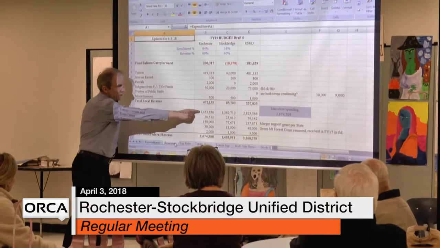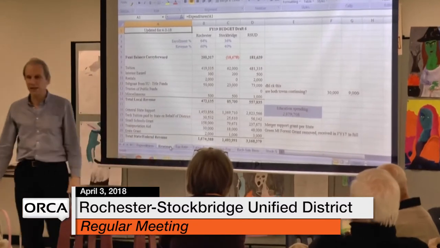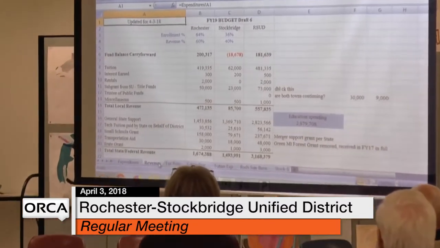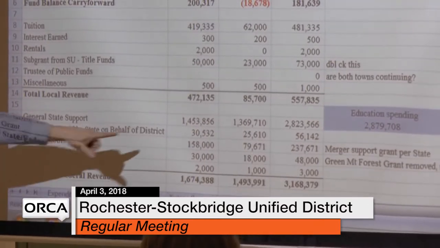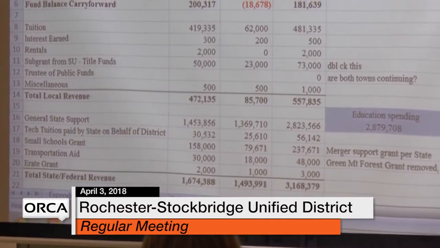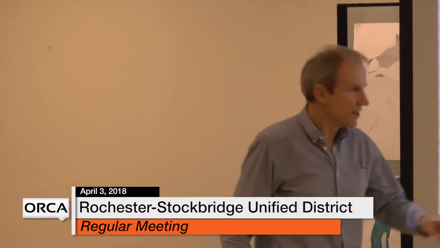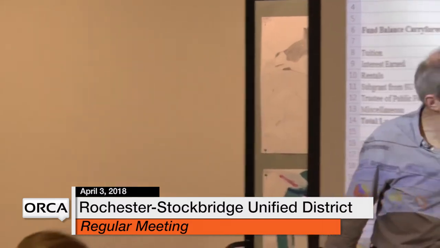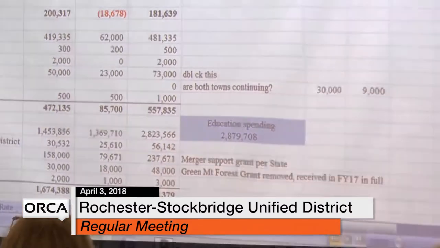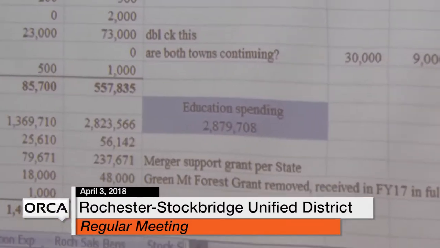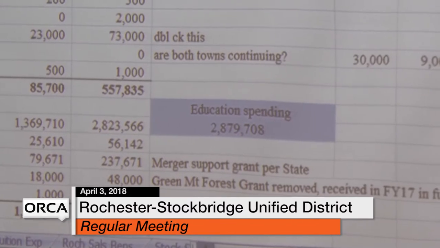They are made up of the general state support grant and an amount that the state pays to tech centers on behalf of the resident students of our district. It's kind of trying to achieve a cash flow for the tech centers. So these two numbers together form the education spending amount. You add these two numbers and you get to that amount, and that's the difference between our total expenditures and the revenues from sources other than the state grant.